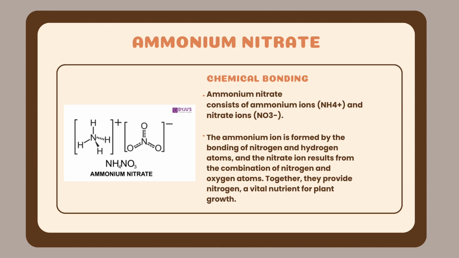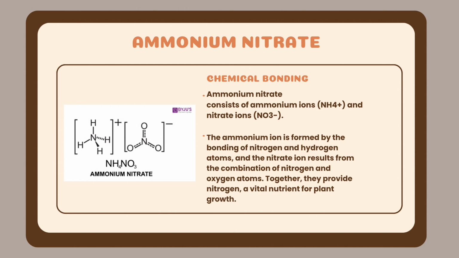Ammonium nitrate is a chemical compound that is used as a nitrogen fertilizer in agriculture. It provides plants with both nitrogen and ammonium, which are essential nutrients for plant growth and development. Ammonium nitrate is produced by reacting ammonia gas with nitric acid. It can be applied as a solid granule or a liquid solution.